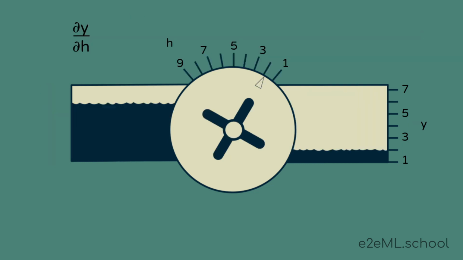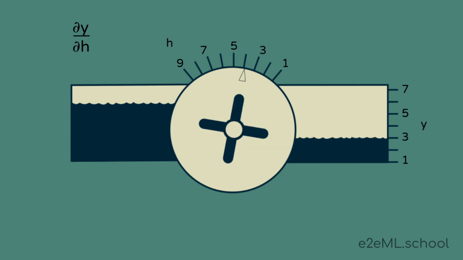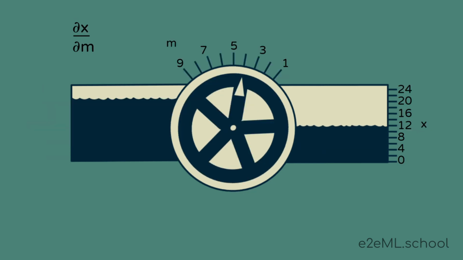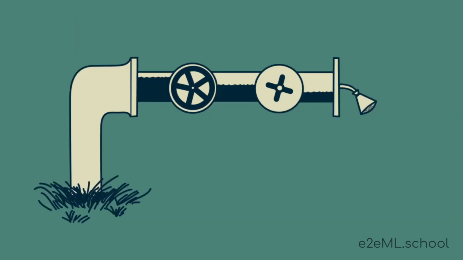So now we have a few different sensitivities: dy/dh, dy/dx, and dx/dm. This is a solid start. This is exactly what we need to start calculating what adjustments we need to make. One thing that jumps out is that we don't actually know what the sensitivity of the shower flow rate with respect to the main valve is. We don't know dy/dm. However, with a little bit of puzzling, we can figure it out.